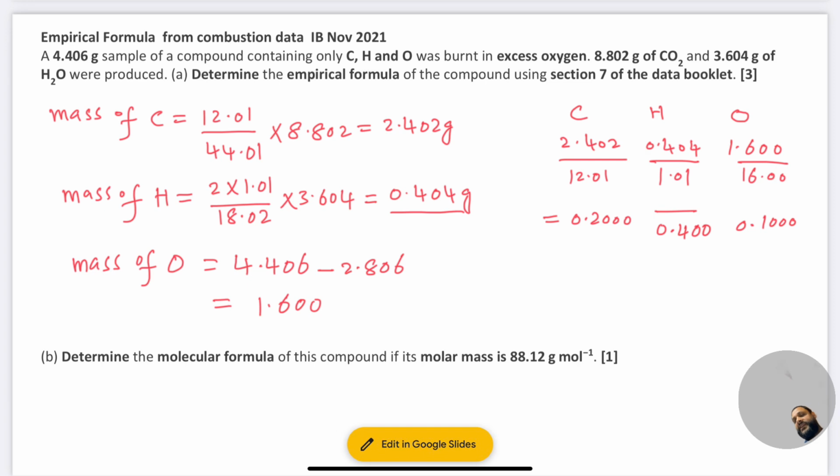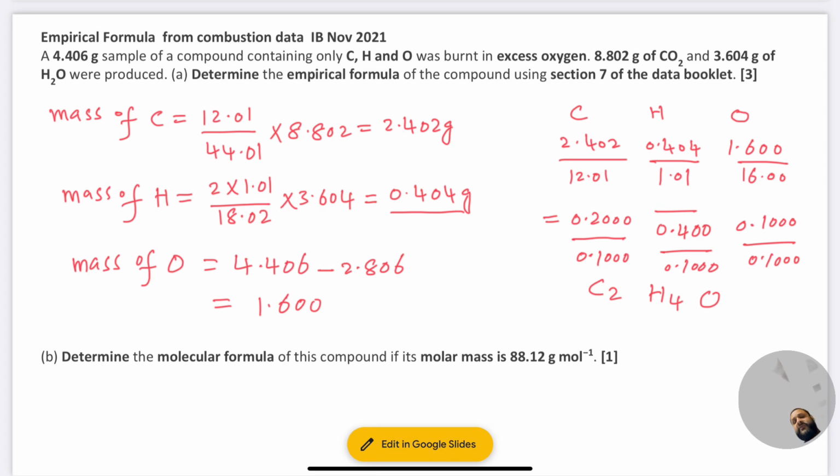The fewest moles is the moles of oxygen. So if I divide everything by that, I get 2.000, 4.000, and 1.000. If I solve this, that will give me C2H4O. So this is the simplest whole number ratio.